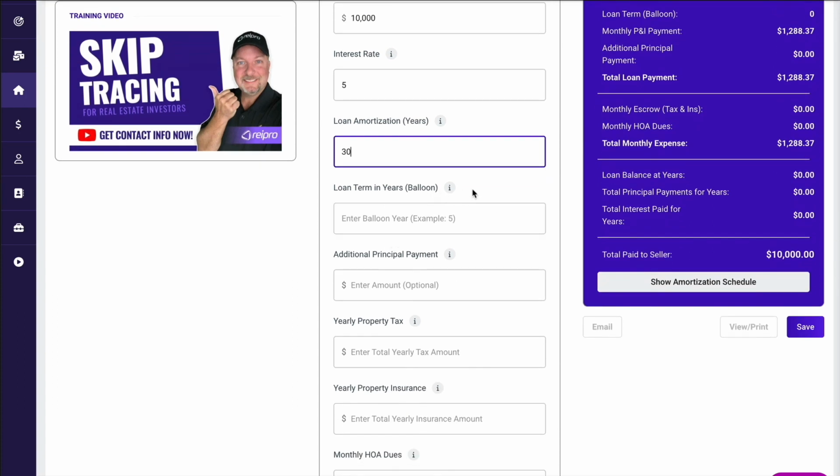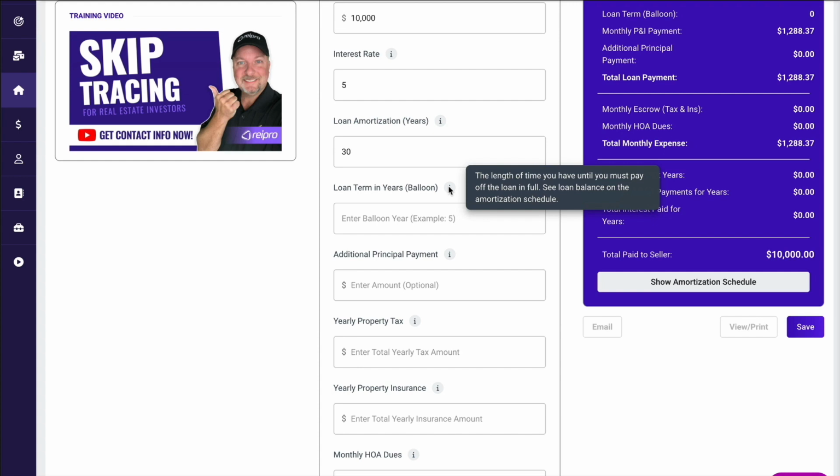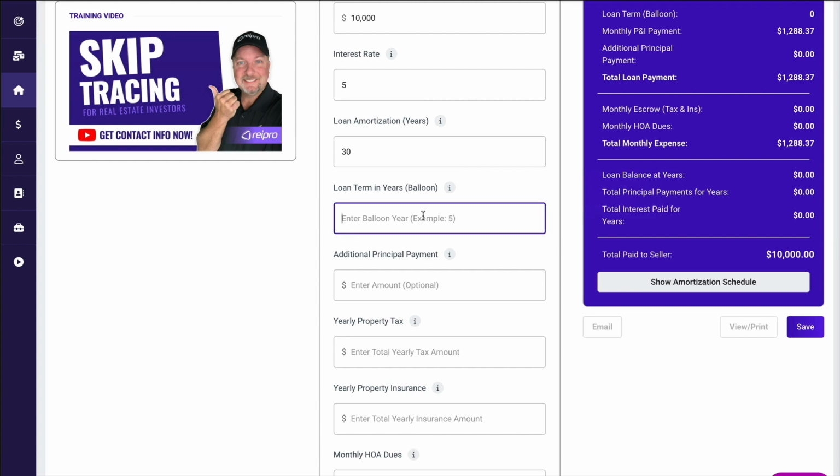Next is our loan term, or balloon, because a lot of sellers may not want to wait 30 years to receive all their money. So if we click on the info here, it's the length of time you have until you must pay off the loan in full. So as an example, although we're amortizing the loan for 30 years, the seller may only give us 5 years to cash them out. So if I put in a 5-year term here, my loan's being amortized over 30, but before 5 years is up, all 60 months, whatever the balance owed on the property, I would need to pay the seller in full.